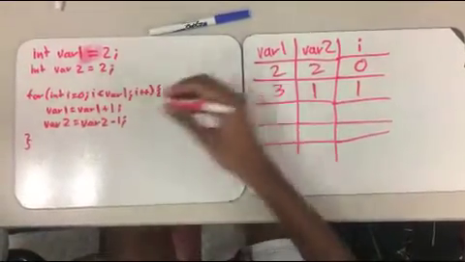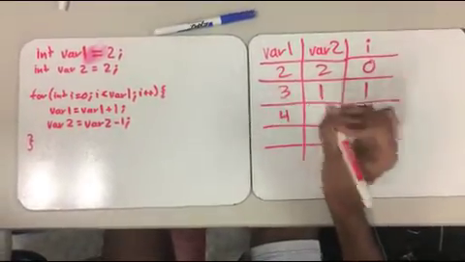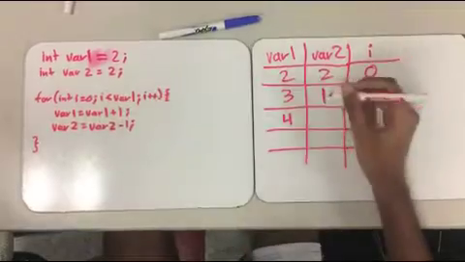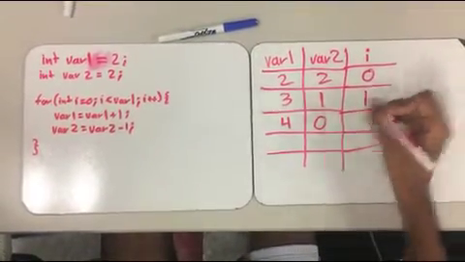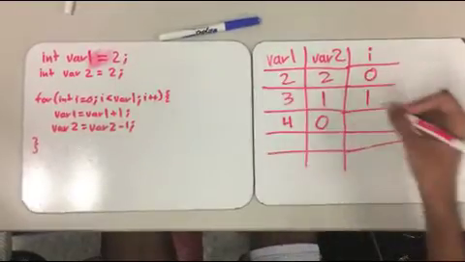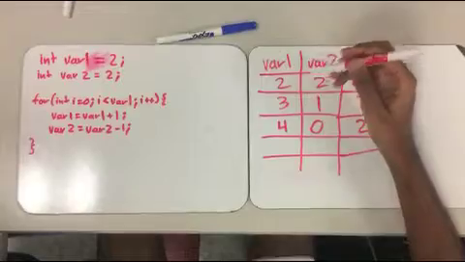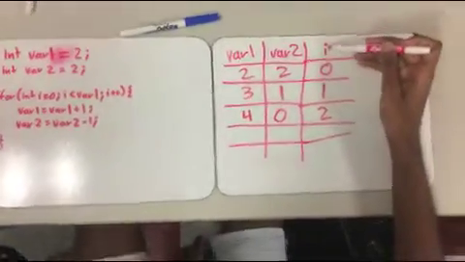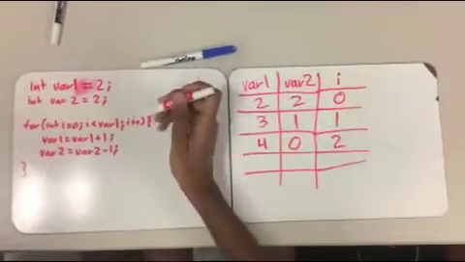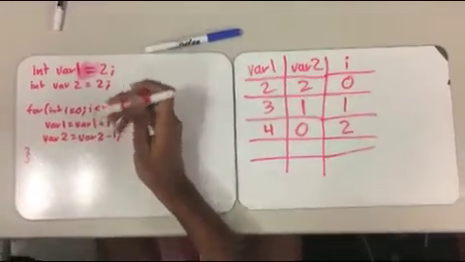var1 is equal to var1, which is now 3, plus 1, which gives you 4, and then var2 is equal to var2, which is now 1, minus 1, which gives you 0. And the for loop is done, you increment I by 1, you get 2. But now you can notice something here: var1 will always be greater than I in this for loop, because you increment I by 1 each time, and you increment var1 by 1 each time.